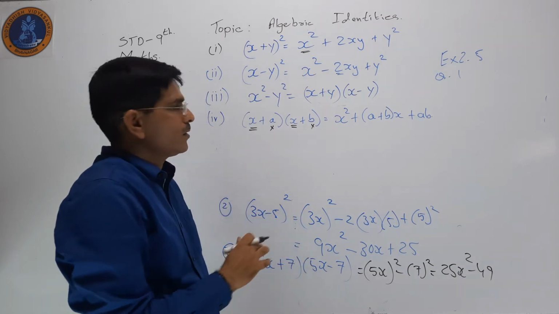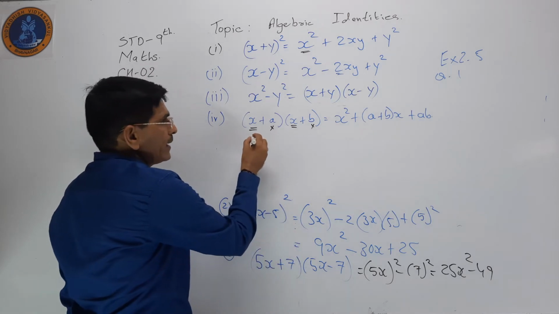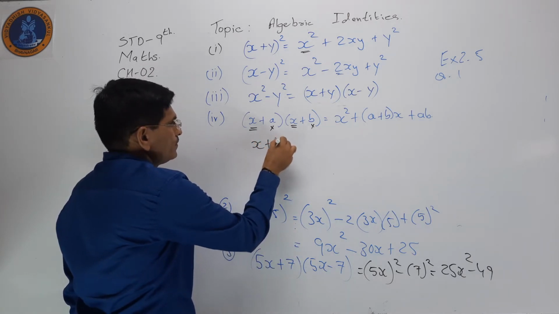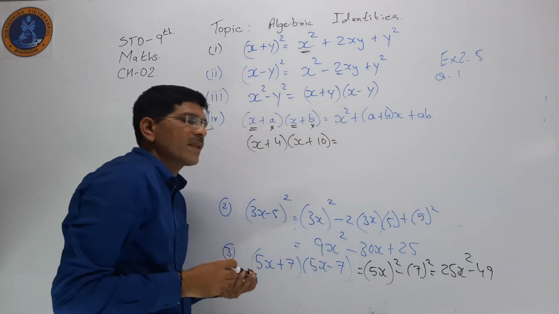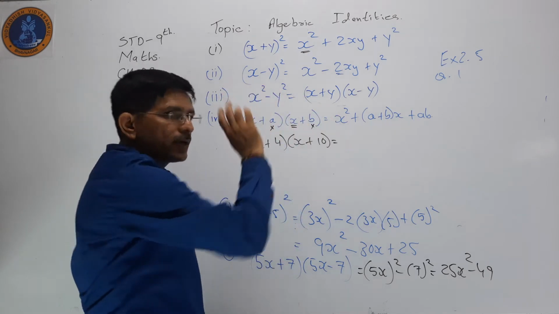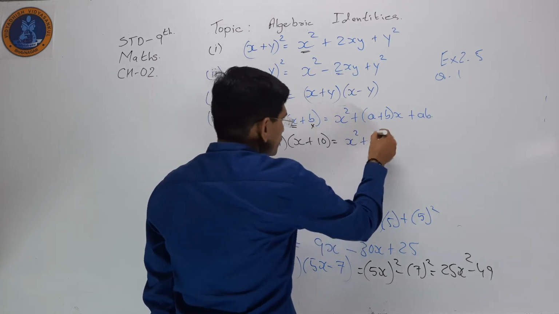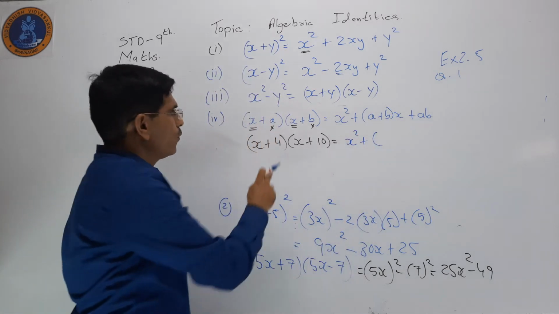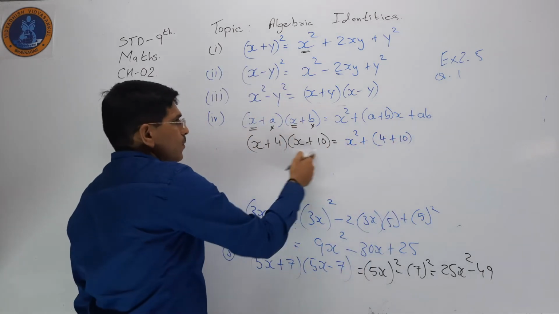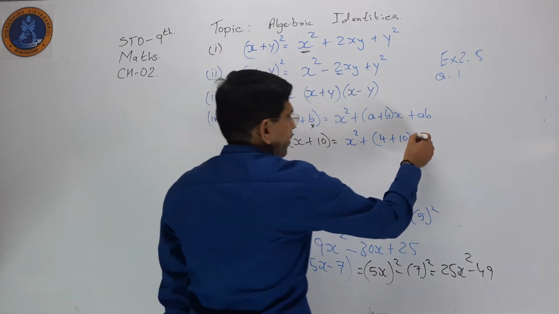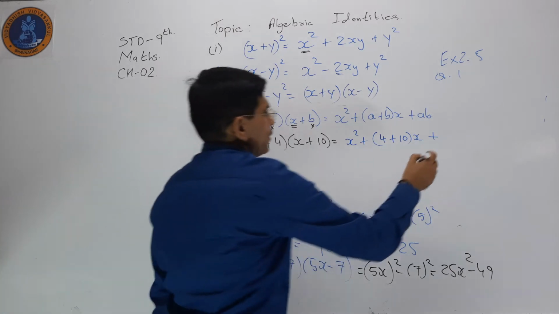If we do one or two types of sums, then we can understand properly. So now I am writing (x + 4) and (x + 10). Now if we go for this identity, what do I have to write? I have to write x square, plus a plus b, so 4 plus 10, and x. What is x? Already x is here. And last, 4 into 10.